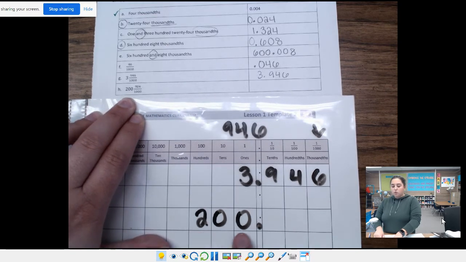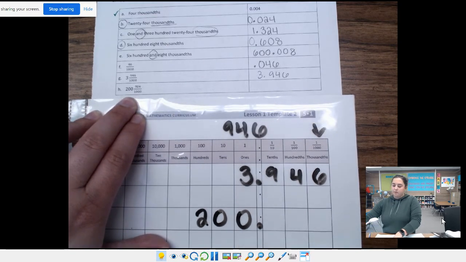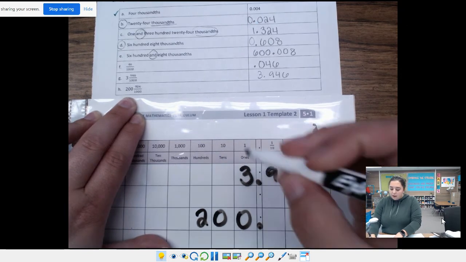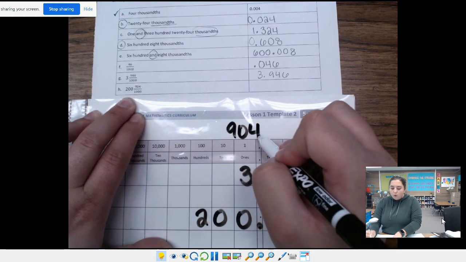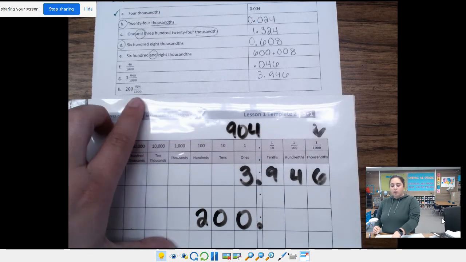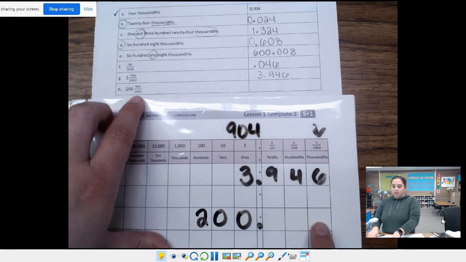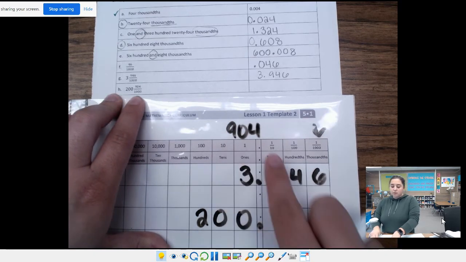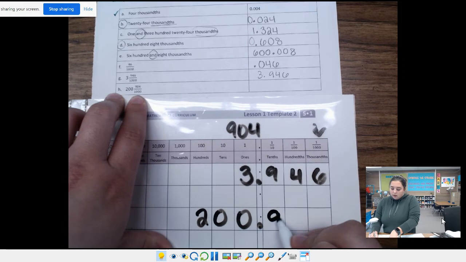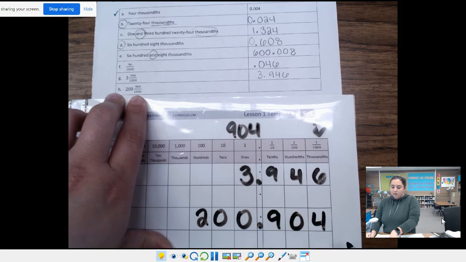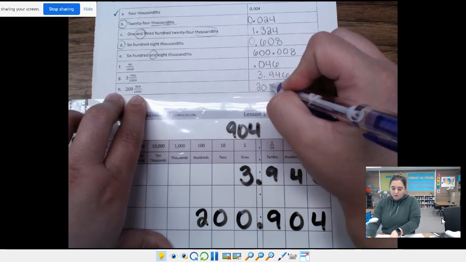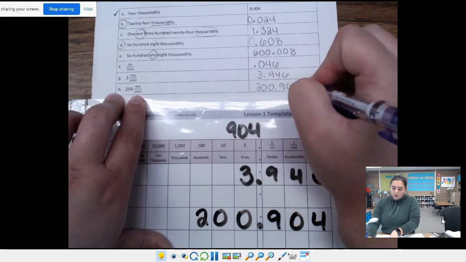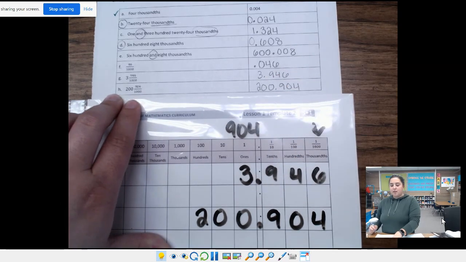H would be 200 and now I have 904. That also needs to end in the thousandths. Again, 3 numbers, 3 spots. 904 ends in the thousandths. There we go. Now let's take a look.